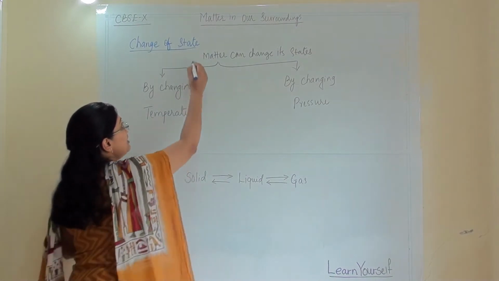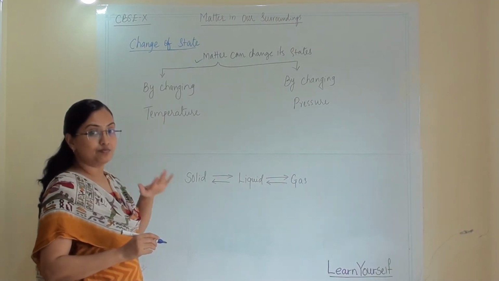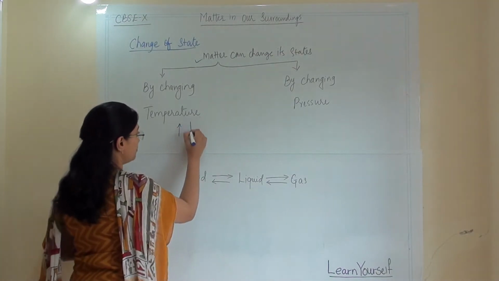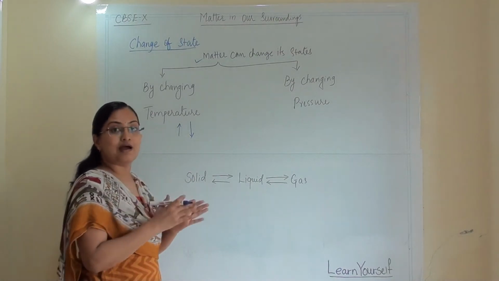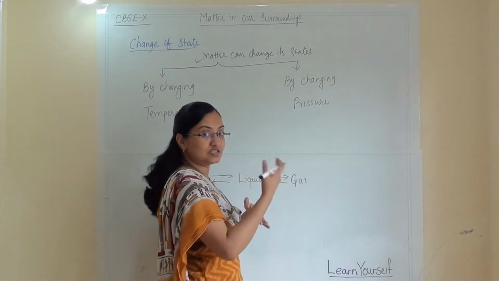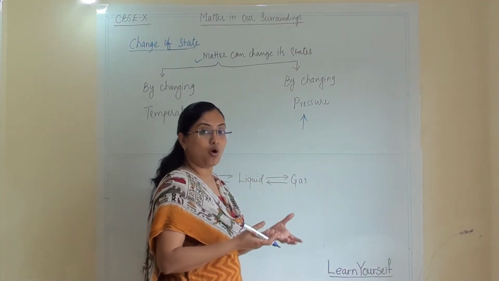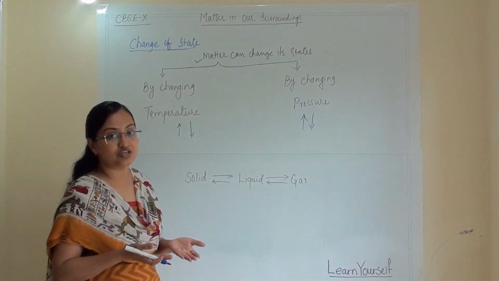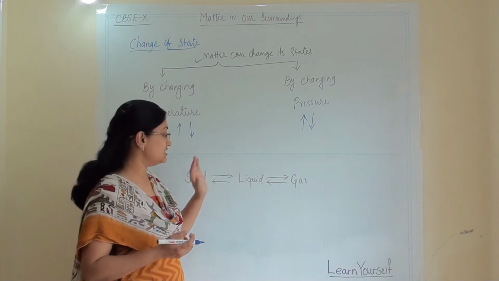So first of all, matter can change its state by changing temperature. That means we can raise the temperature or we can lower the temperature. By doing both, the matter will change its state. Regarding pressure, it's the same: by applying pressure or by removal of the pressure, we can change the state. We will discuss both effects in detail.